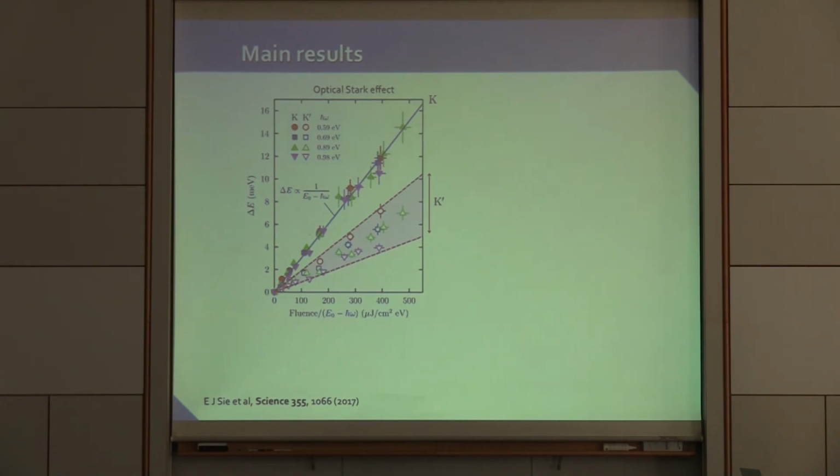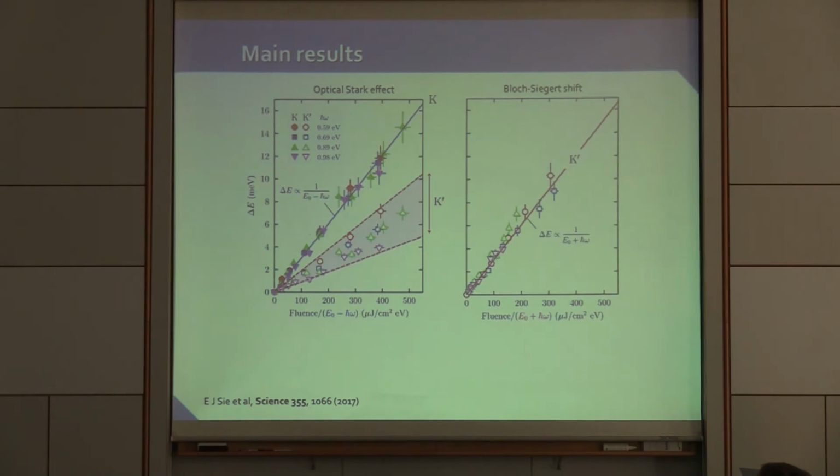So what if we replot the same data, same y scaling, but change the x-axis into fluence over E naught plus h bar omega and plot the k prime symbols? And this is what happened. All the data points more or less fall into the same slope, and the slope has the same magnitude with this also. So that means this has a proportional constant of 1 over E naught plus h bar omega, which is consistent with the Bloch-Siegert shift that I've shown you before.